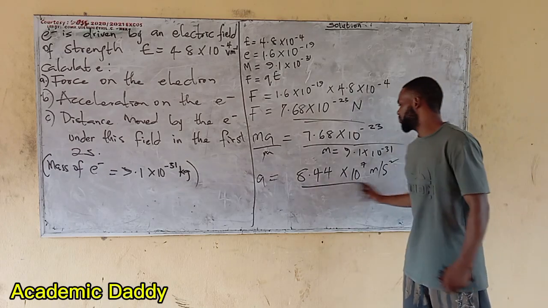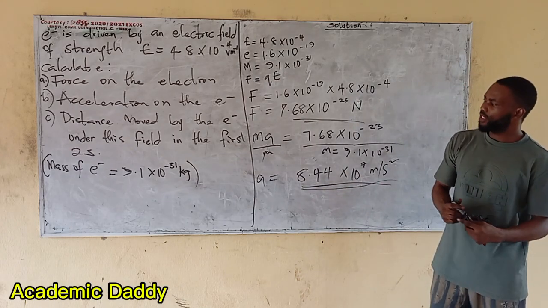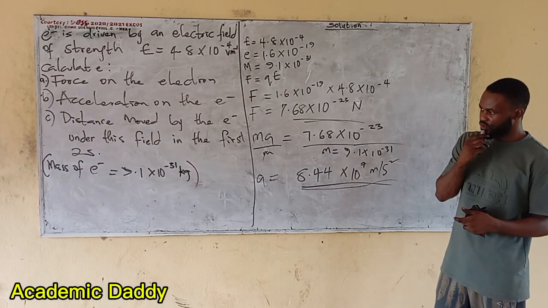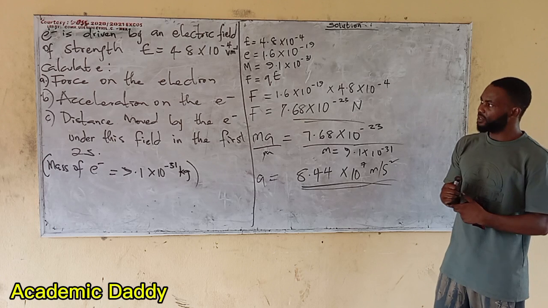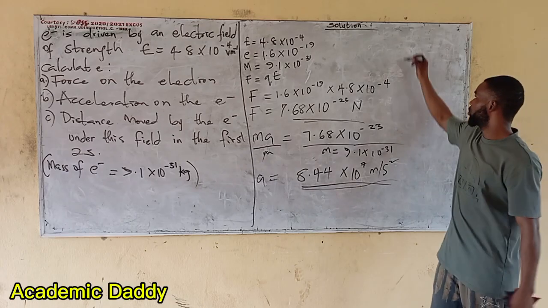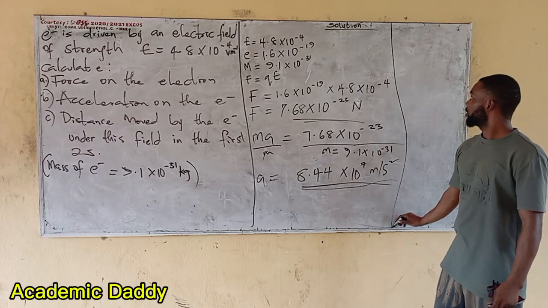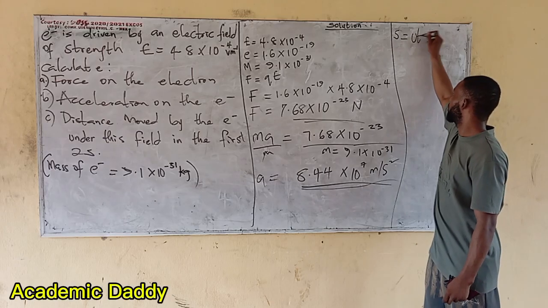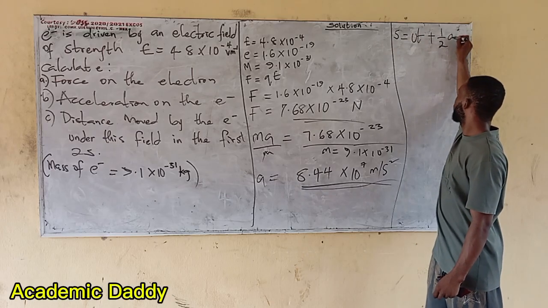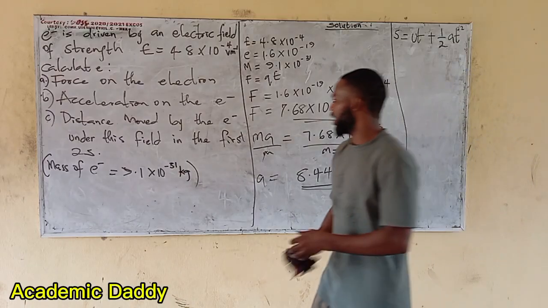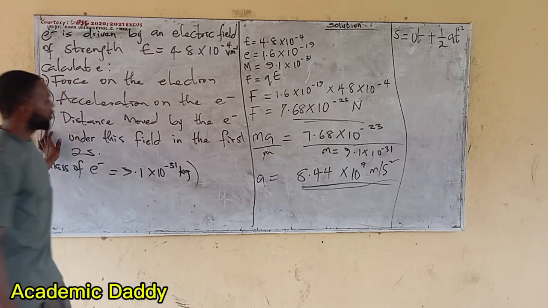So if they ask me to find the distance moved by the electron under this field in the first 2 seconds, what they are just telling me is kinematics. They are using distance to point me to kinematics. That is, you remember S equals UT plus half AT squared. So this kind of question, you always see it.